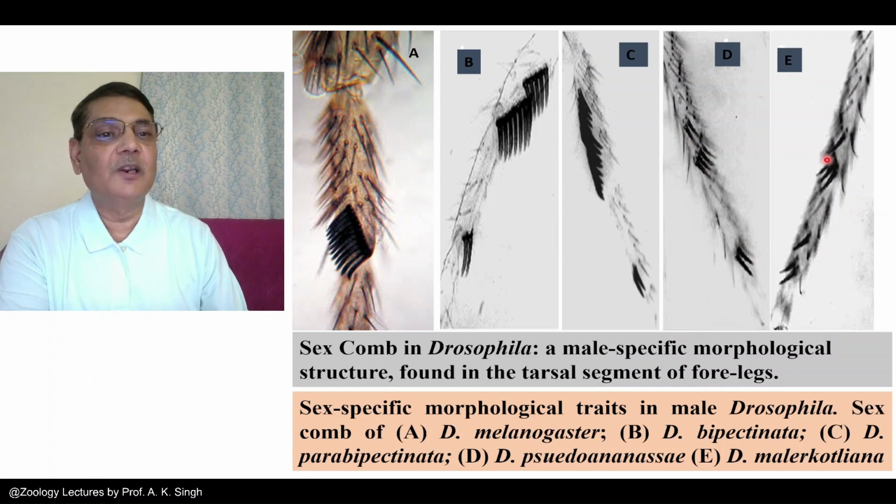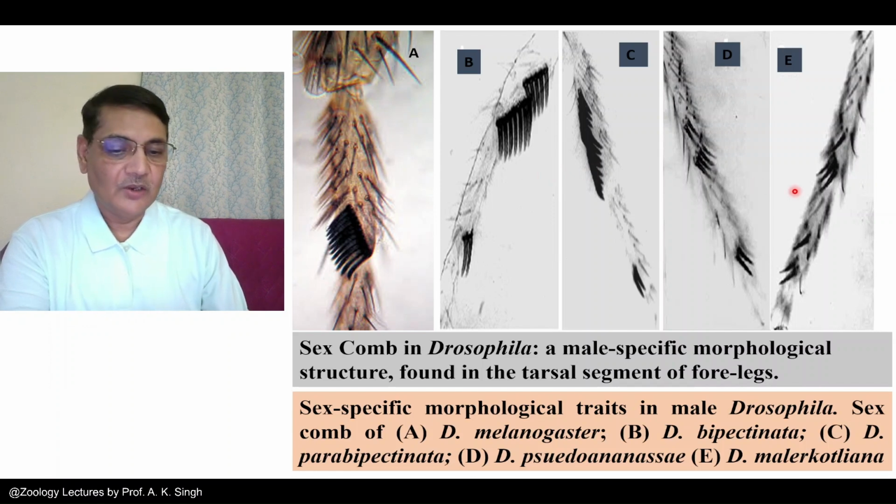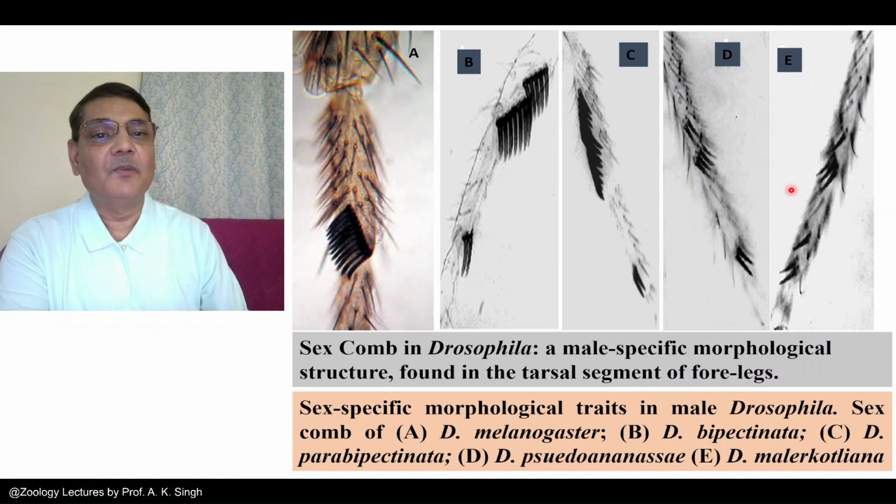The last one is Miller-Cartliana. Here the number of hairs are 1 followed by 3 and then again 1 followed by 2. So this is the pattern of sex comb presence in case of Miller-Cartliana. So see 1, 2, 3, 4, 5 species of Drosophila are shown here, and they are males. They possess variation in the structure of their sex comb. So that forms the basis of identification of these 5 species.